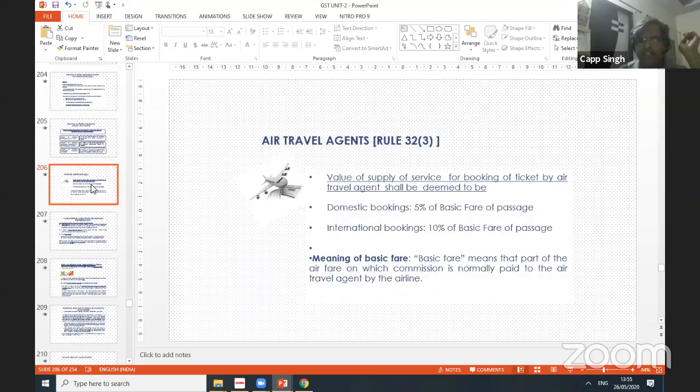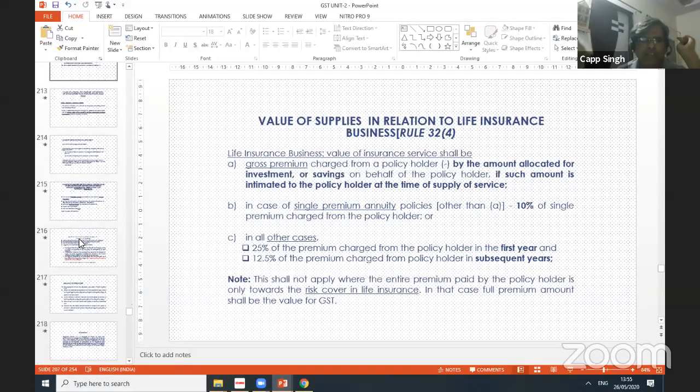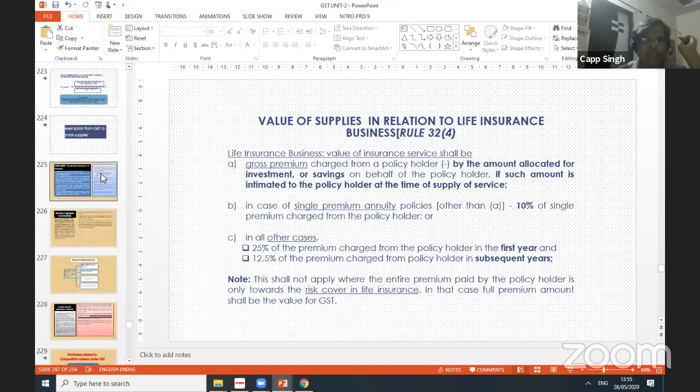In the case of an air travel agent, it is 5% of the booking amount for domestic bookings, and for international bookings, 10% shall be the value of supply. This is linked with the basic fare on which commission is being calculated. So I have covered the entire valuation system.